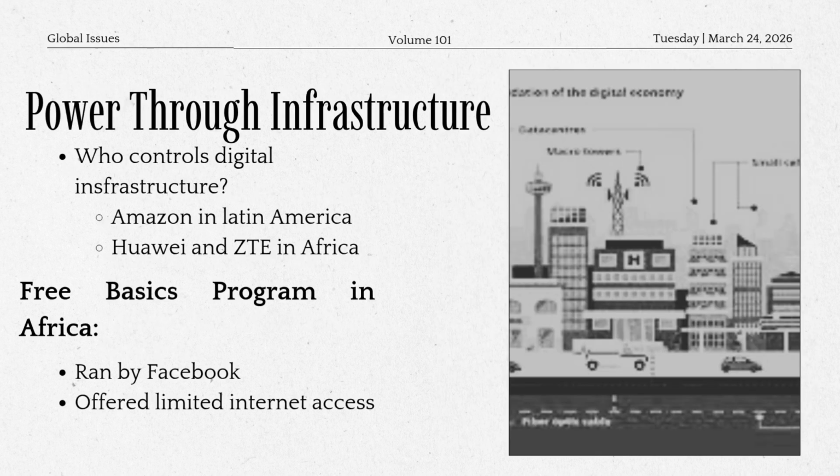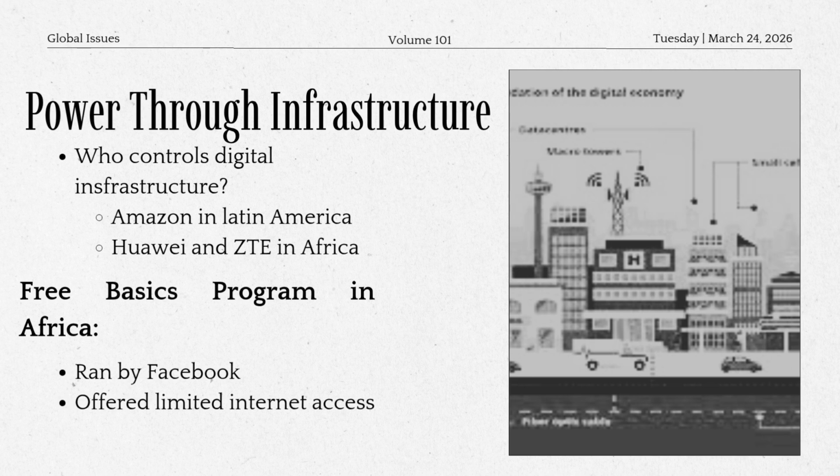And now we're going to talk about power through infrastructure. Most developing countries' cloud services, where governments and companies hold sensitive data, are owned by a few American corporations such as AWS, Google, and Microsoft. In Latin America, for example, Amazon Web Services, AWS, dominates government and business cloud contracts, which means that any US pressure on AWS could expose Latin American data to foreign leverage.